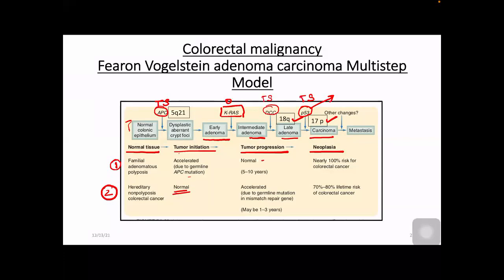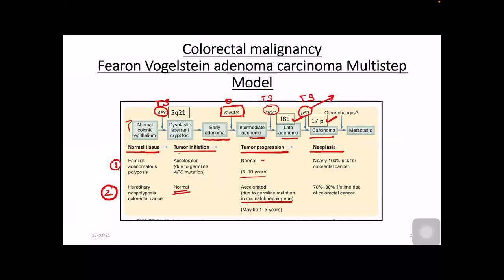Normal in FAP, which is around 5 to 10 years. That means once the tumor initiation has happened because of the mutation in APC, the progression takes a bit longer time, about 5 to 10 years. Whereas in HNPCC, once the tumor initiation happens, the tumor progression is very accelerated. This is because of the mismatch repair gene mutation. That is 5 to 10 years in FAP, whereas 1 to 3 years in HNPCC.